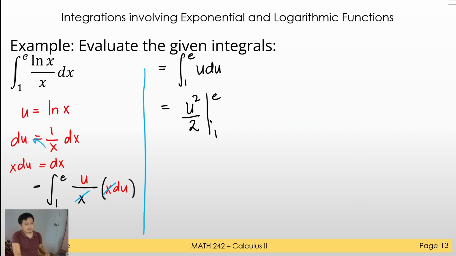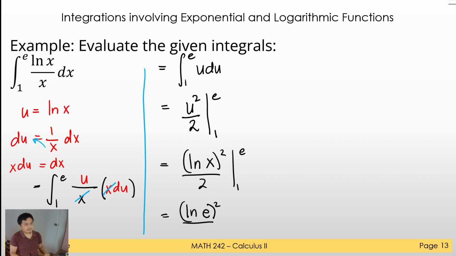Okay? So from 1 to e, we have to change first this u into ln. So this will be ln. Actually, you can also change the limits if you want. Either way, you'll achieve the same answer. So ln squared over 2 from 1 to e. So this will be equal to ln e squared over 2 minus ln 1 squared over 2.